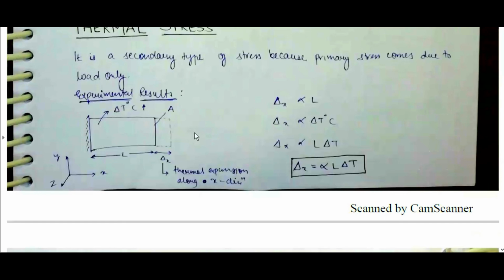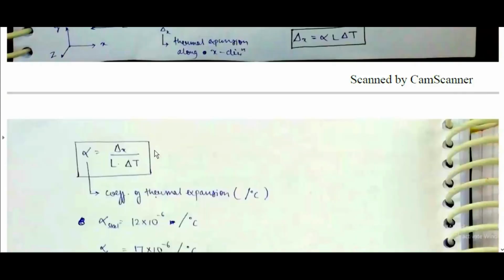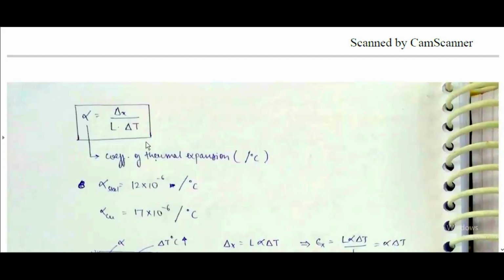Thermal stress is a secondary type of stress because primary stress comes due to load only. These are experimental results. Delta x is directly proportional to L, directly proportional to delta t, and directly proportional to L delta t. So delta x is equal to L alpha delta t, and alpha is equal to delta x by L delta t.